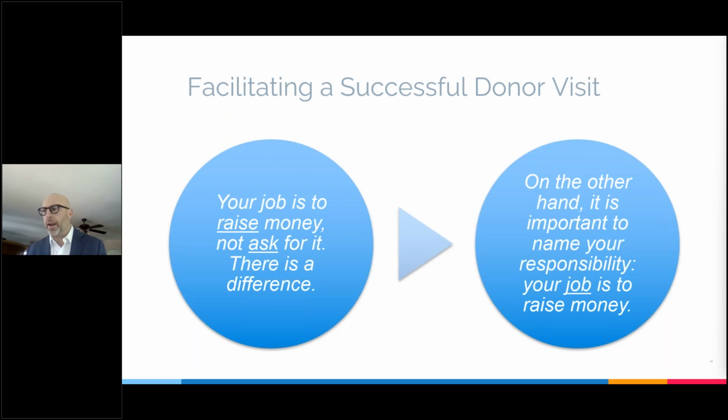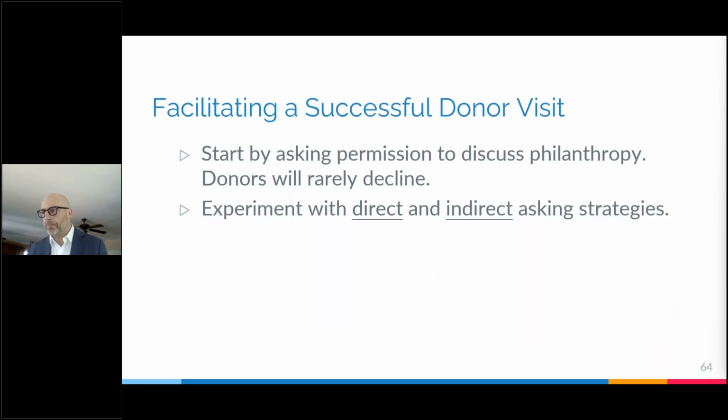I want you to think about that, but I want you to remember that it is indeed your job. It is your responsibility to raise money. You can start by asking permission simply to discuss their philanthropy. If you have built that relationship, donors will rarely decline your invitation.